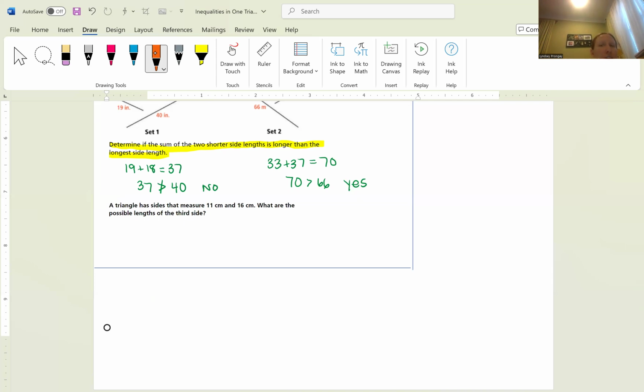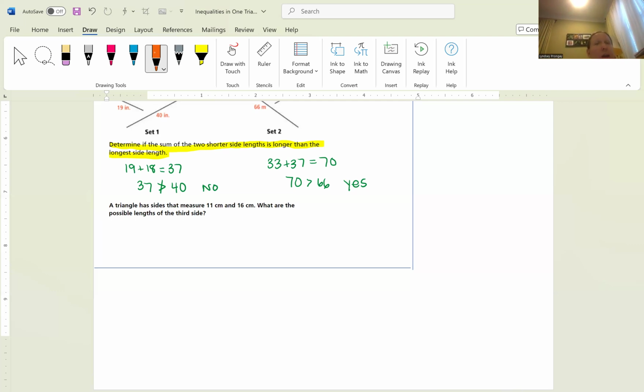The 11 is never going to be the biggest side because clearly 11 is not bigger than 16 anyway. So it's either 16 is the biggest one, or there is another bigger one that we don't know, and these two are the smaller ones. Now, if 16 is the biggest, that means the other two, 11 and the one we don't know, have to add up to more than 16. So hopefully we are realizing that that is going to be 5. 5 is the cutoff.